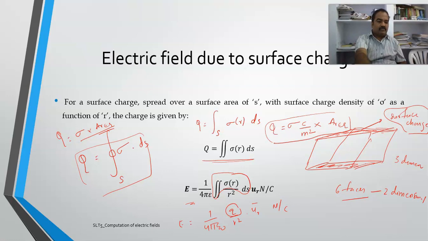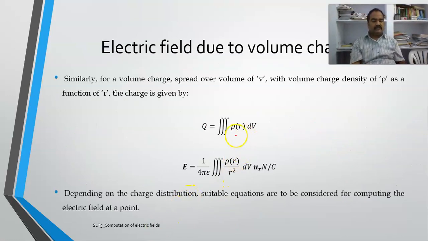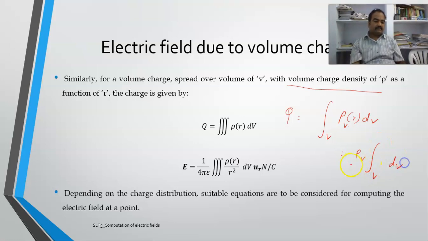Now let us suppose there is a volume charge. You know that for a volume charge, you will be having a volume charge density. And how will you determine the charge? Q is equal to the integral of rho V into dV over the entire volume. If it is a function of R, then you will write it like this. If it is not a function of R, then it can be taken out. Okay, so this is Q. Now you know the electric field equation. You will substitute the value of Q here. This is your expression, the electric field due to a volume charge.